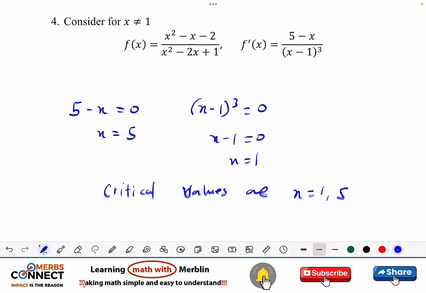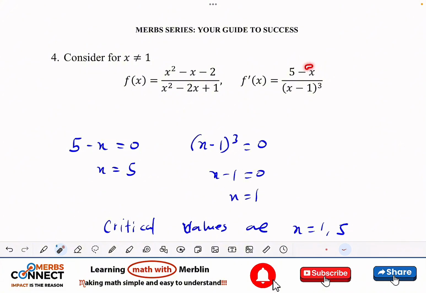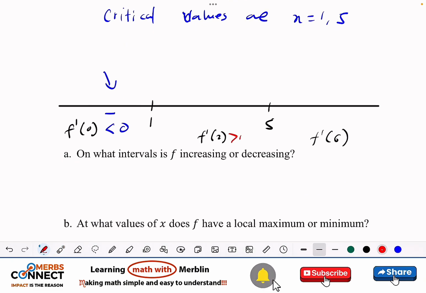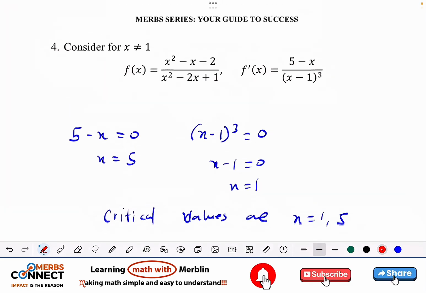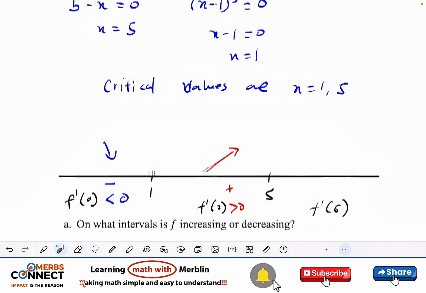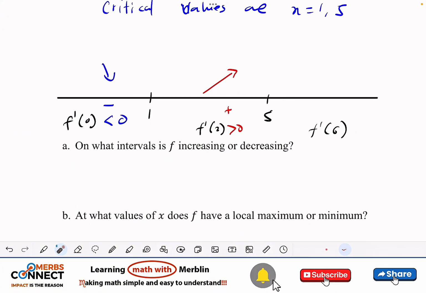Let's plug in 2. 2 here is going to be positive, and 2 here is also going to be positive. So positive over positive is going to give us positive. So this is increasing. Let's plug in 6. 6 here is going to be negative, and then 6 here is going to be positive. Negative over positive is negative. So we are going to have this one less than 0, negative, and this one will be decreasing.